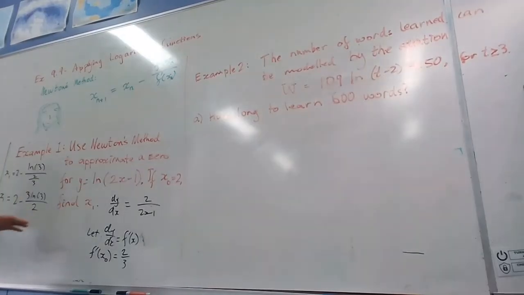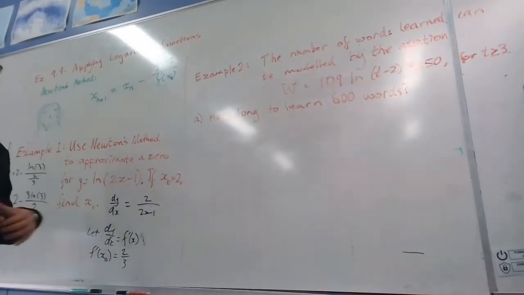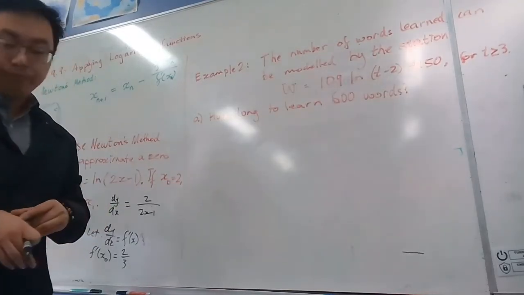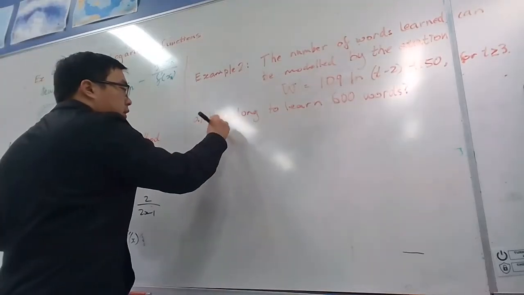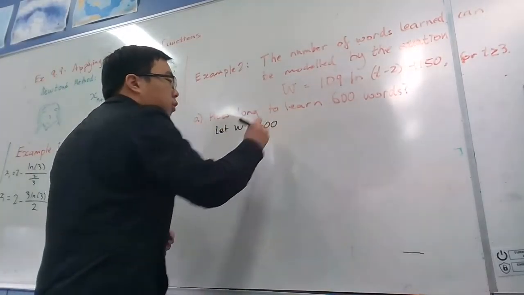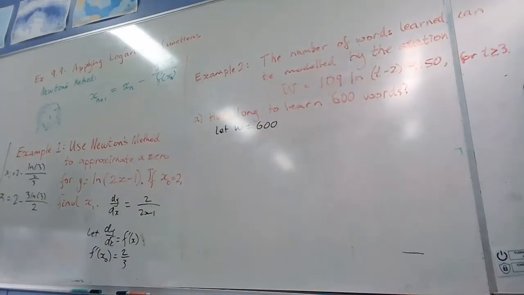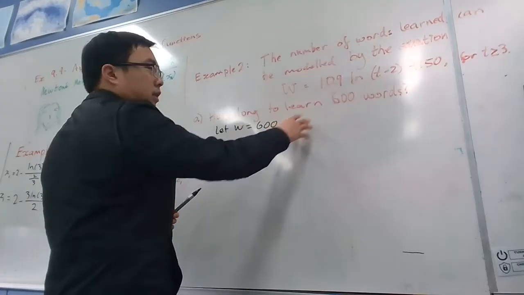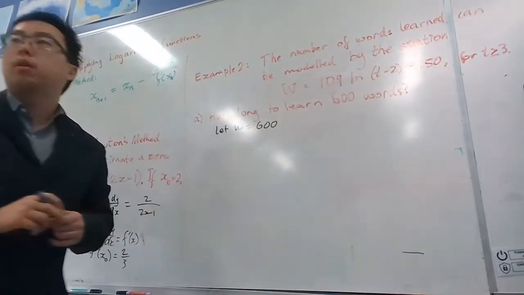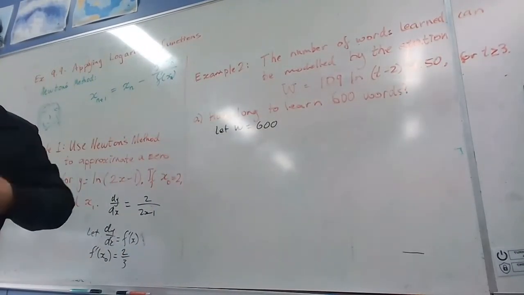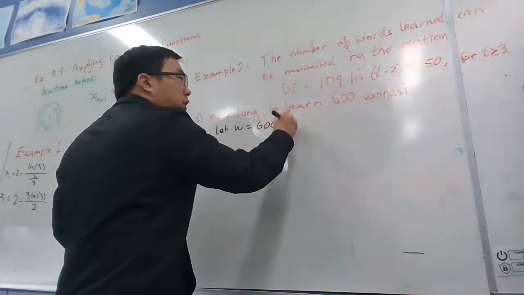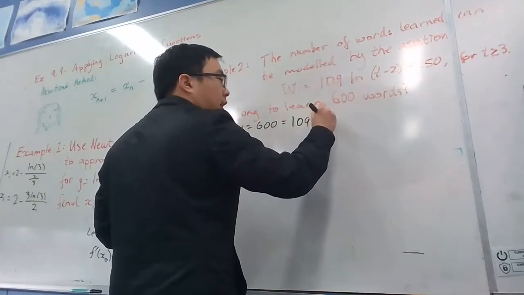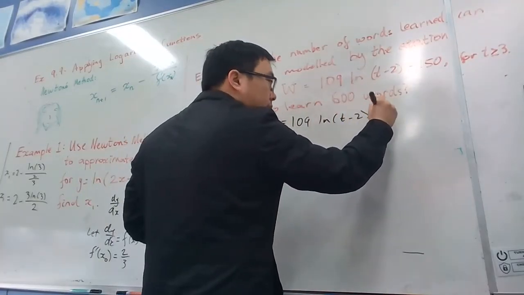Again, I will erase this side and then I'll write questions B and C, but in the meantime, we'll focus on this one. To learn 600 words, of course, we let W equal 600. Now, I just want to be clear, it seems very obvious to us, especially if we know what we're doing, to say that, well, obviously, if 600 words, we just replace W with 600, right? But in the exam or in the assessment, make it very clear. Let W equal 600. Make it very clear, which you can then write 109 ln(t - 2) + 150.